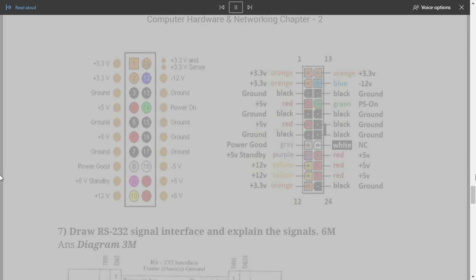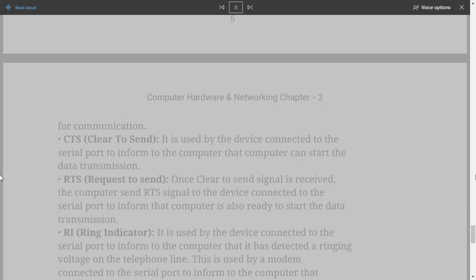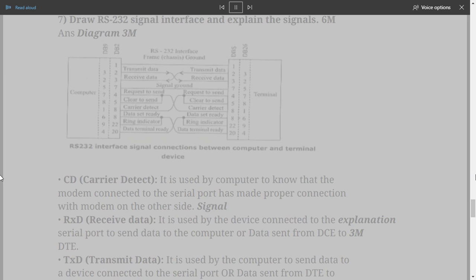Computer Hardware and Networking, Chapter 2. 7. Draw RS-232 signal interface and explain the signals. Answer, 6M: diagram 3M, explanation 3M.